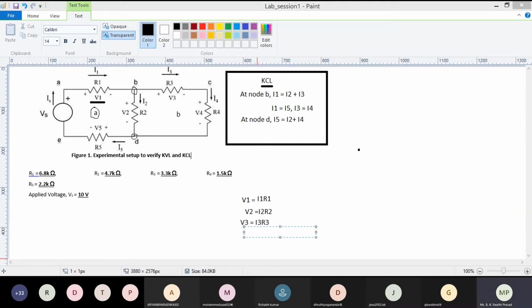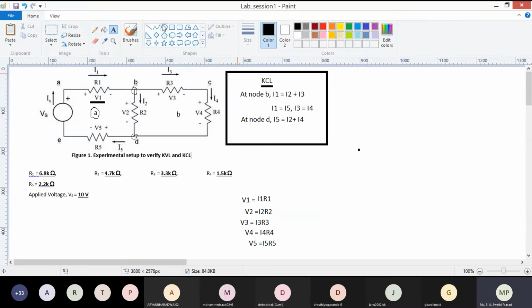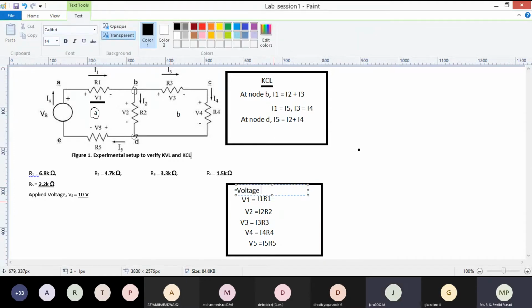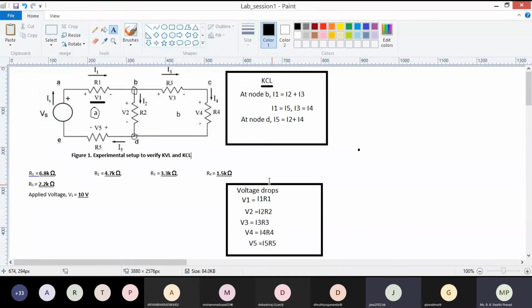Next, Badri Raj, tell me what is V4? I4 into R4. Next, Jashwant, can you tell me what is V5? I5 into R5. Okay, so what are these? Voltage drops. Correct?